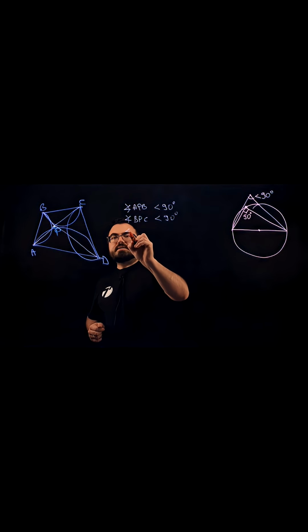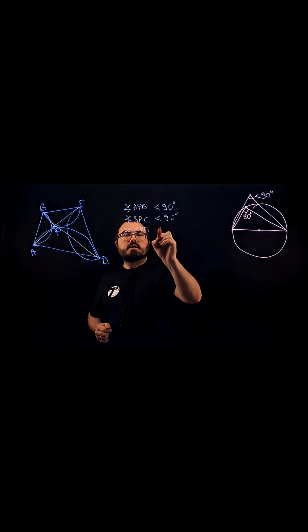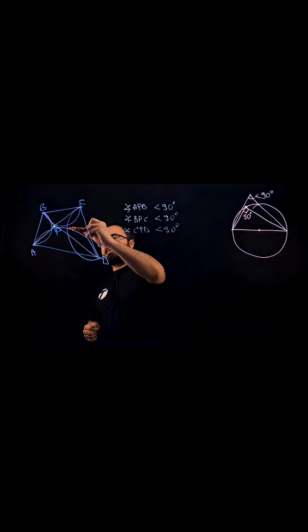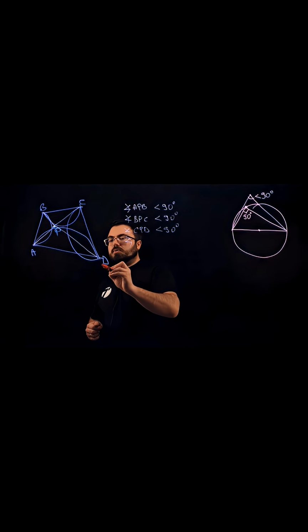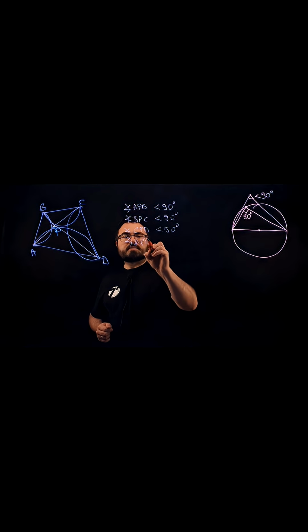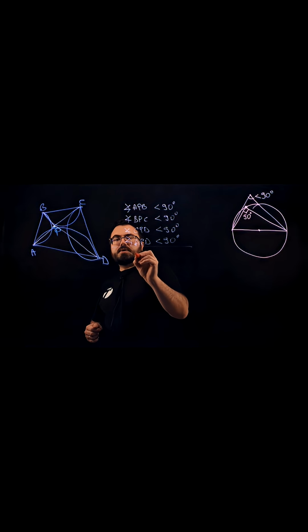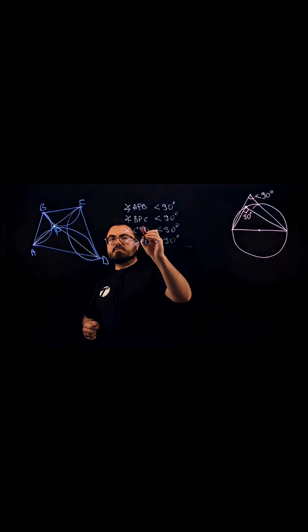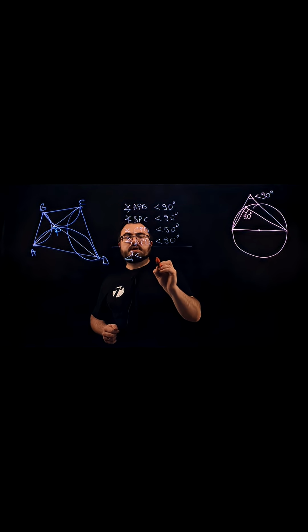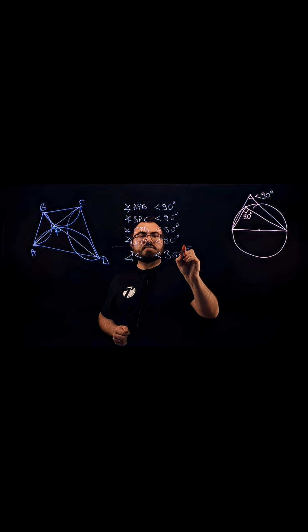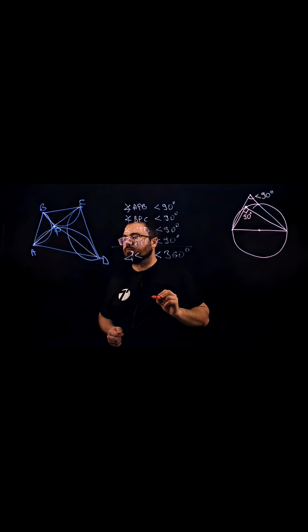In a similar way, the angle CPD is smaller than 90 degrees because P is outside of the semicircle, and also the angle APD is smaller than 90 degrees. When we draw the lines, we have here the sum of all the angles around point P is smaller than 360 degrees. That is 90 plus 90 plus 90 plus 90, four times.